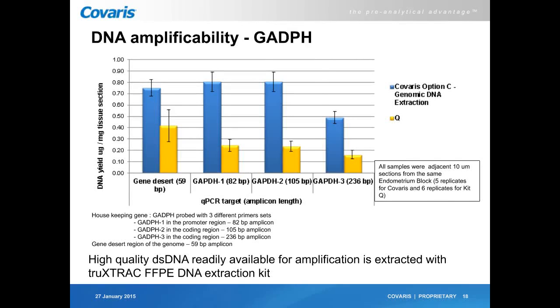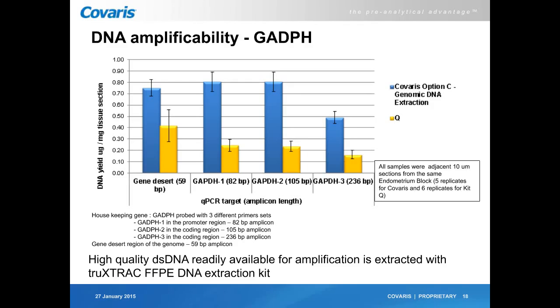So first data is a real-time PCR. So we chose a housekeeping gene, GAPDH, and designed 3 primer sets of various lengths. And we compare, with real-time PCR, the DNA extracted with Covaris and with another standard method. So Covaris is blue, the other method is yellow. And you can see for different amplicon lengths, from 59 base pair up to 236 base pair, that we are getting much higher amplificability and DNA yield with Covaris than with the other method.